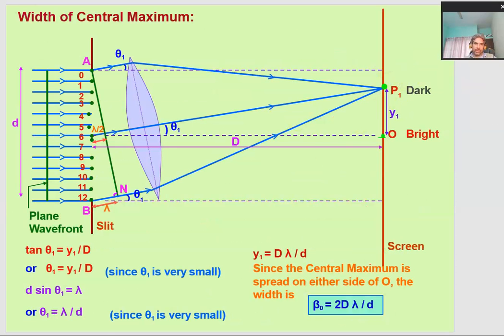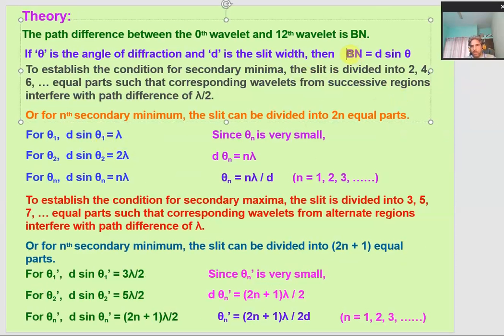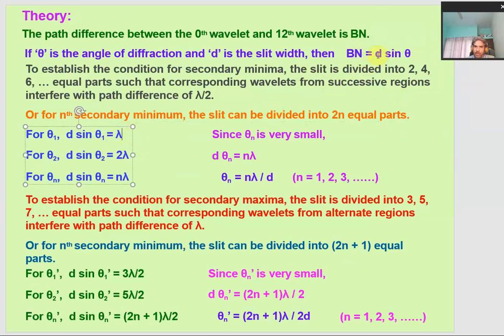How does that happen? Let us write the expression first. Because Bn means path difference, it is equal to 1 lambda. So it is given by D sine theta. Here, for the first dark fringe, we take the angle to be theta 1, right? So how, for this path difference, will there be a dark fringe at point P1?